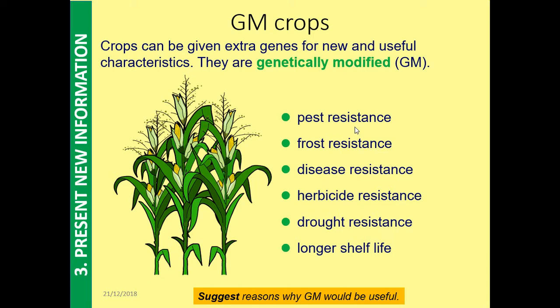So, what kind of features might we want to genetically modify our crops for? We could go for pest resistance, frost resistance, disease resistance, herbicide resistance, so then you could spray weed killers and it would kill all the weeds, not the crops. Or drought resistant, or longer shelf life. From the point of view of a farmer, it's really useful to genetically modify crops because they get a higher yield, therefore make more money and have a more successful harvest.